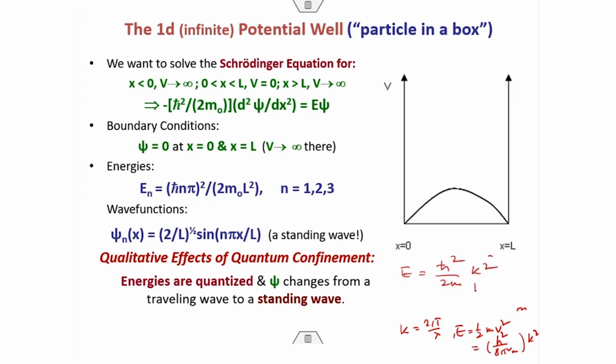What is h cross? H cross is nothing but h by 2 pi. That is what h cross is. So, h cross square is h square by 4 pi square, and it is 8 pi square m, so therefore it becomes 2m. This is something which you should remember, right.